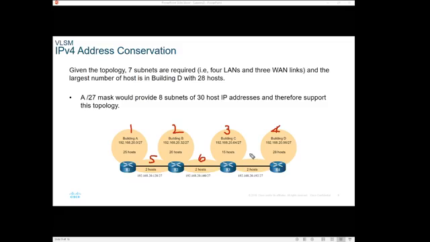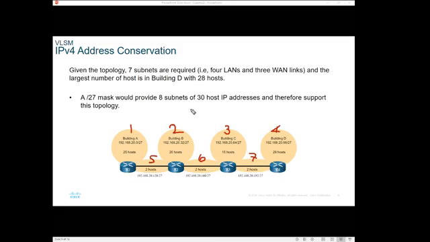Given the 7 subnets, whatever IP address your ISP gives you, how do I create a subnet structure that will allow me 7 subnets? That's the first thing. Once you identify what mask will give you that, the next thing is to look at the total number of hosts per subnet, and whether I need to subnet further down based on the requirements I have.